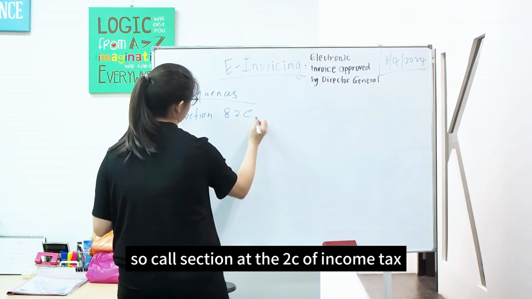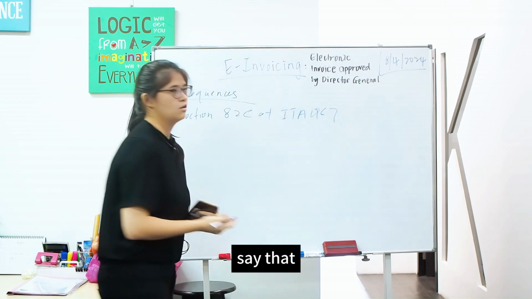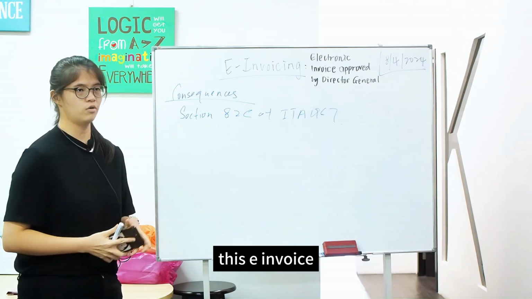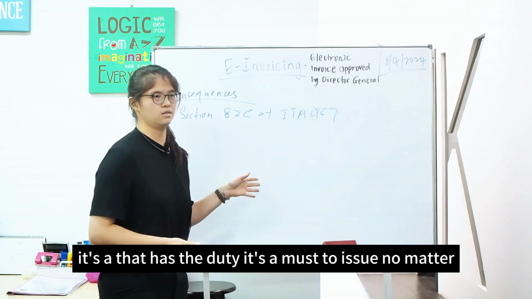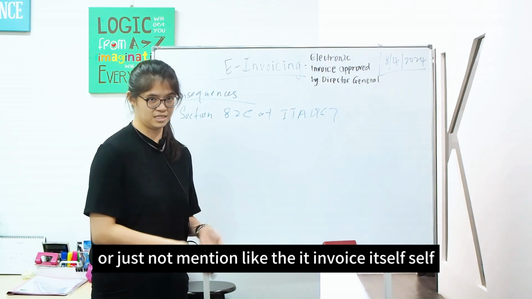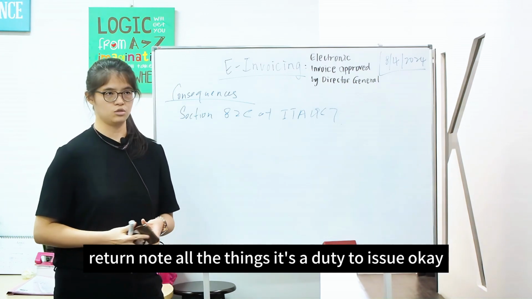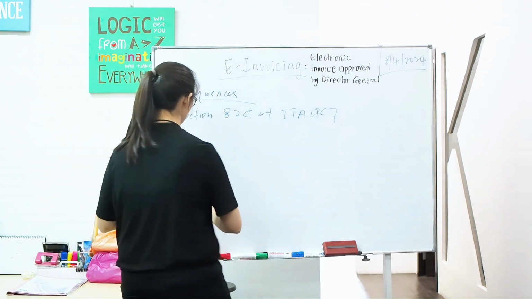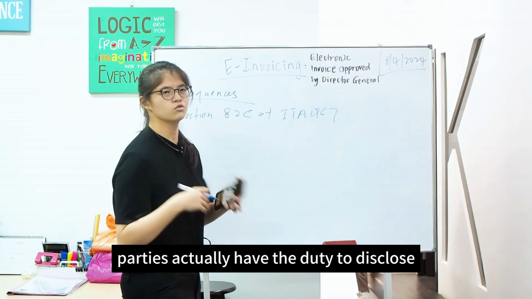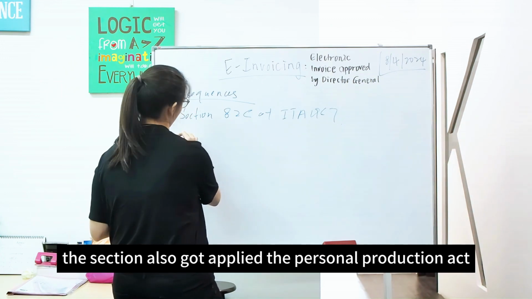So-called Section 82C of the Income Tax Act. It says that all persons that we just mentioned who are required to adopt this e-invoice have the duty, a must to issue, no matter the e-invoice itself, self-bill, credit note, or return note, all of these things are a duty to issue. Okay? And all the parties involved actually have the duty to disclose all the required info also.